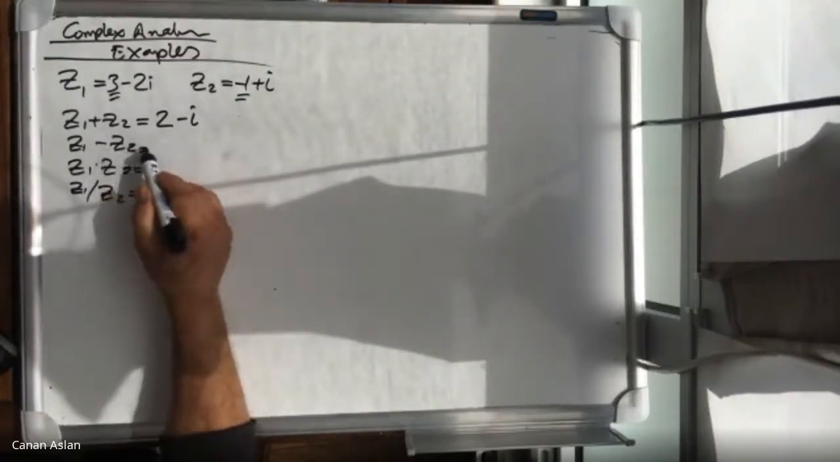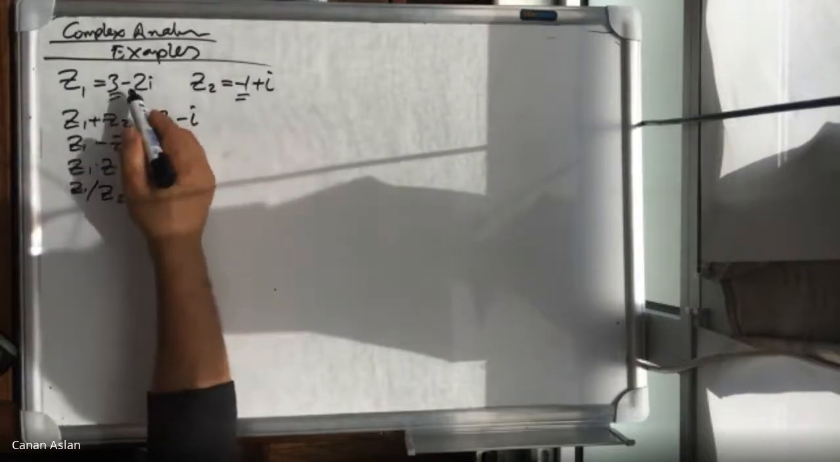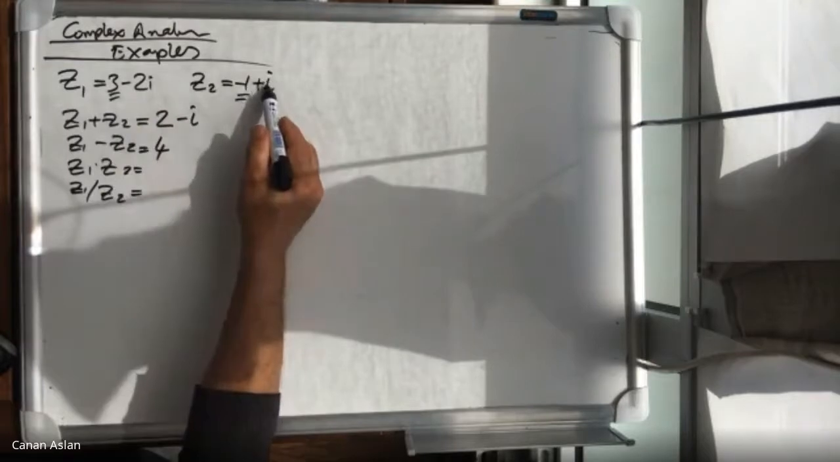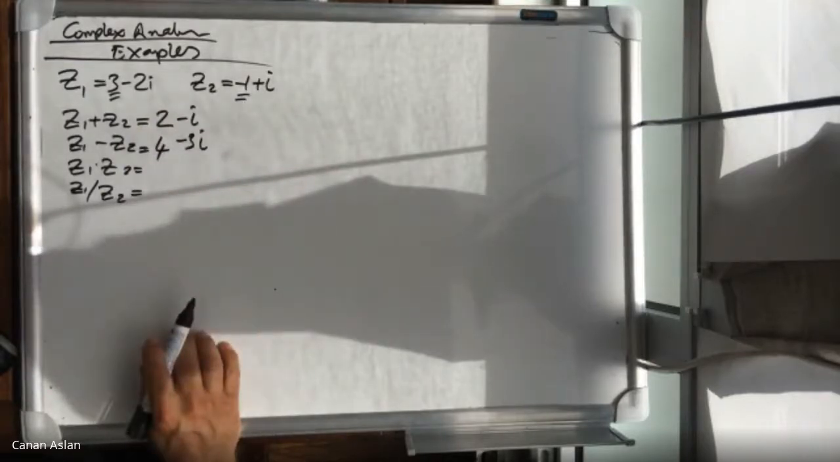The subtraction, or the difference between the two complex numbers, is just now you subtract the second one from the first one. 3 plus 1 is 4, and then minus 2 minus 1 is minus 3i. Okay, so the difference is this.